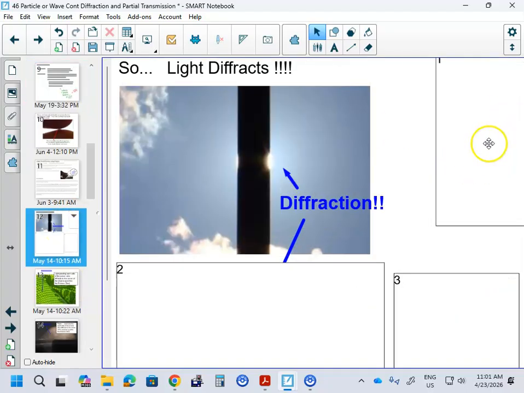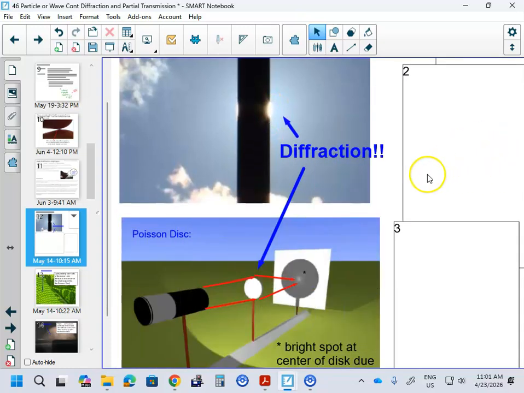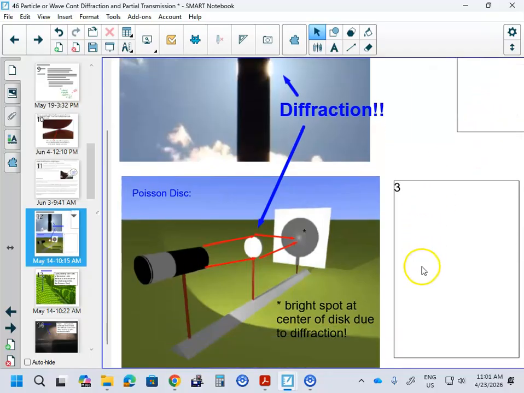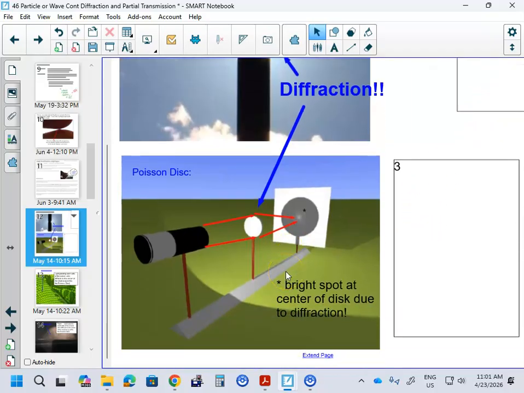So yeah, light diffracts. Here's diffraction again. There's a pole there. The sun's behind, and the sunlight is bleeding around that pole. Sunlight that went on the side of the pole diffracts and changes direction, and ends up looking like it came from somewhere that it didn't. There's another version where there's an opaque disc, light is shined at it, and they get a bright spot in the middle.